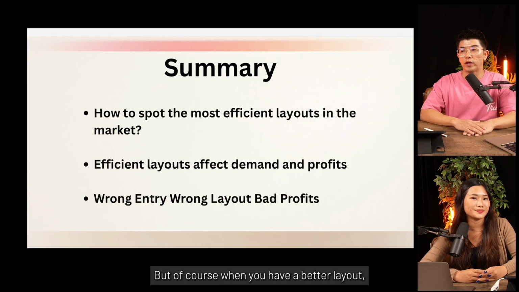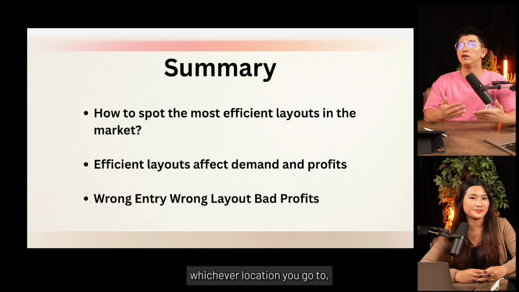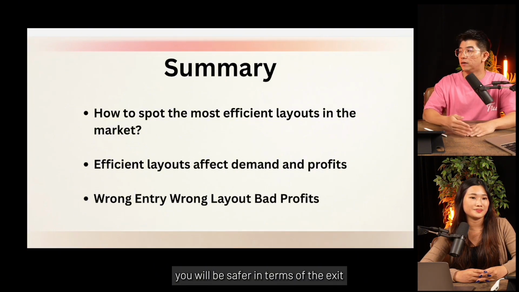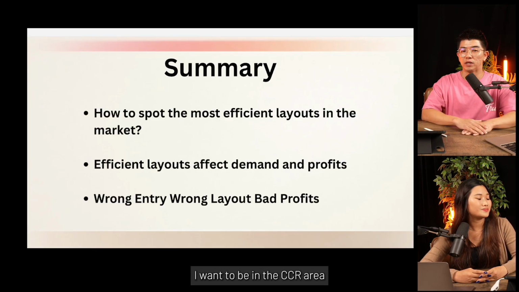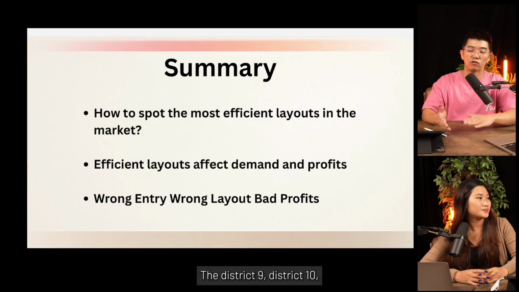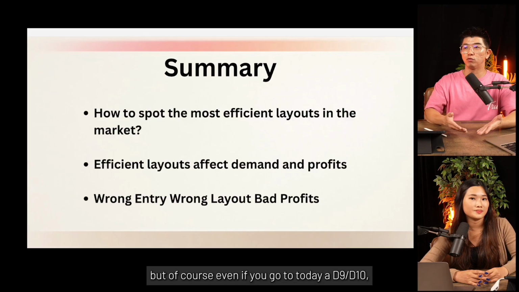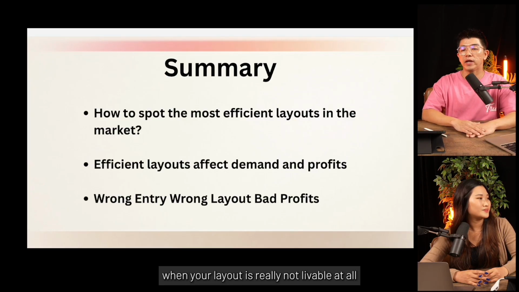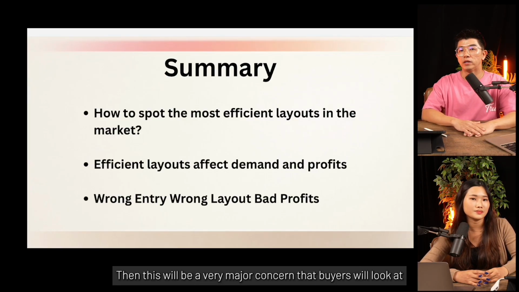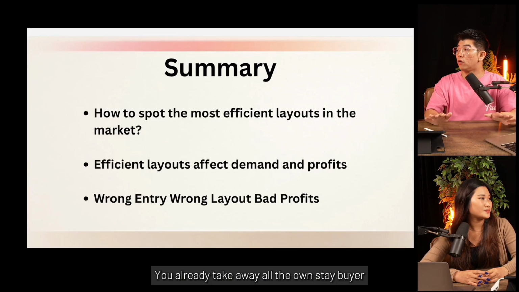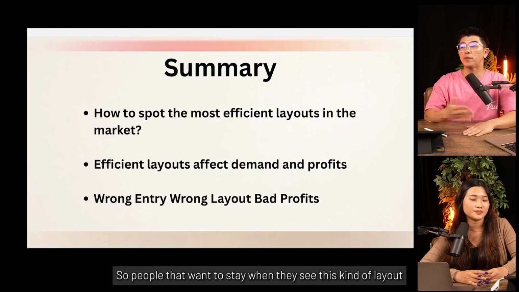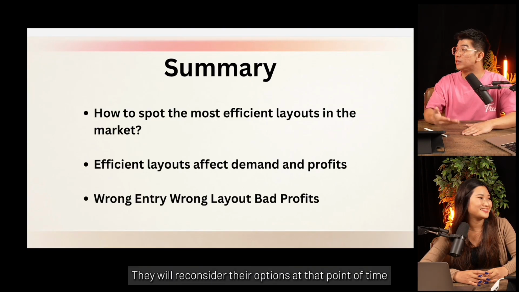But of course, when you have a better layout, whichever location you go to, you will be safer in terms of the exit. Of course, some people still prefer, for example, I want to be in the CCR area, District 9, District 10. But even if you go to a District 9 or District 10 today, when your layout is really not livable at all, then this will be a very major concern that buyers will look at. Because like what we mentioned just now, you already take away all the own-stay buyers. People that want to stay, when they see this kind of layout, will reconsider their options.